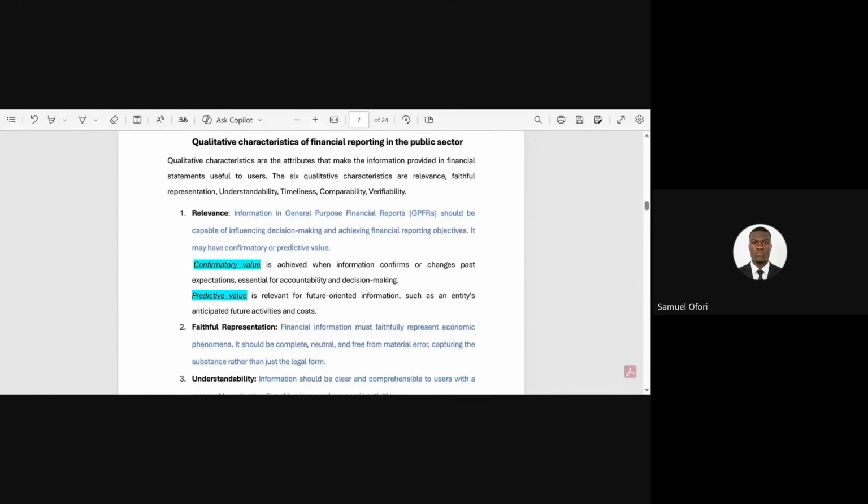So relevance. Information in the general purpose financial report should be capable of influencing decision making and achieving financial reporting objectives. So what's the reason for preparing the financial statement? You are preparing the financial report because we want people to understand what's happening in the organization, how our finances are, or how our resources are being used. So these financial reports are relevant if they are able to influence the decisions of the users, and achieve the objectives. As I mentioned, the objective is showing the people how resources are being used in the organization. Also it may have confirmatory and predictive value. What is confirmatory value? It's when information confirms or changes past expectations. It is essential for accountability and decision making.